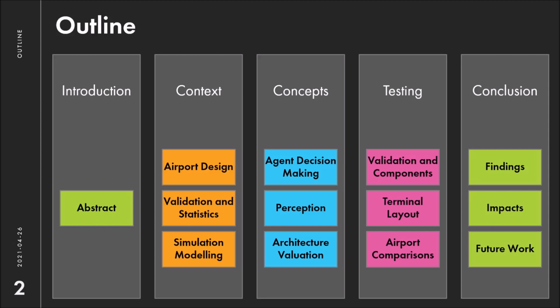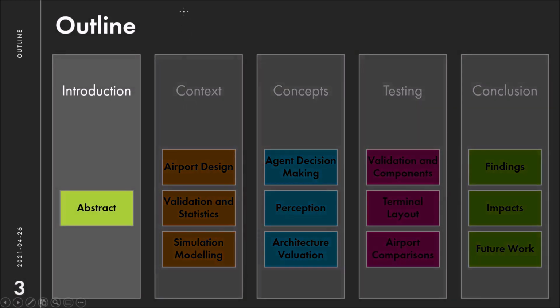This presentation will give a summary of each section of the thesis. I'll start with an introduction of the abstract and hypothesis, then I'll highlight some background context, concepts I'm using, and testing I performed. Finally, I'll conclude with key impacts for architecture and the overall takeaways. Beginning with a summary of the abstract.